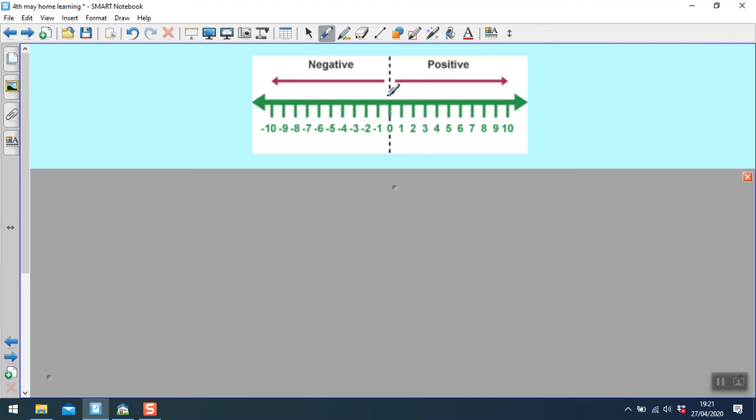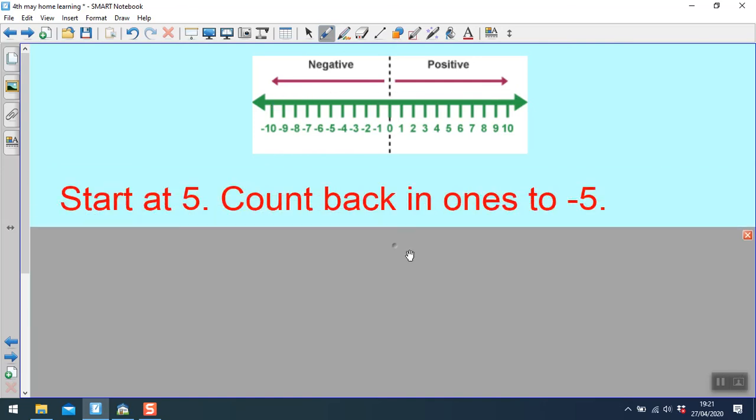So another visual scale that just shows everything above 0 is positive, everything below 0 is negative. Start at 5, count back in ones to negative 5. So do this out loud. Do the first one with me. I'm going to start at 5, count back in ones to negative 5. 5, 4, 3, 2, 1, 0, negative 1, negative 2, negative 3, negative 4, negative 5.